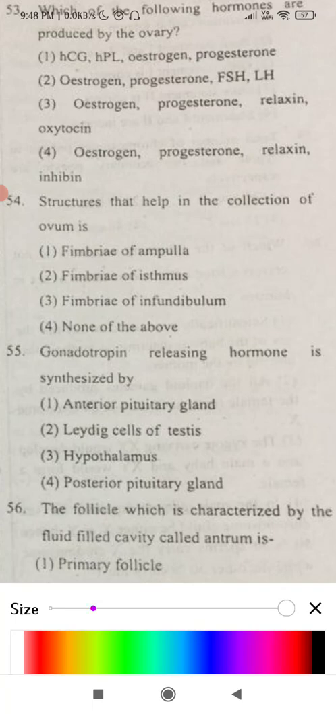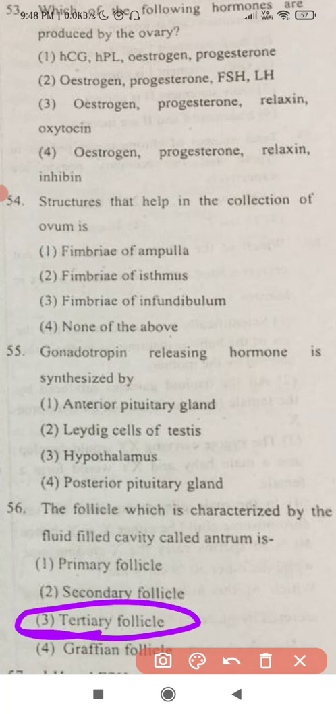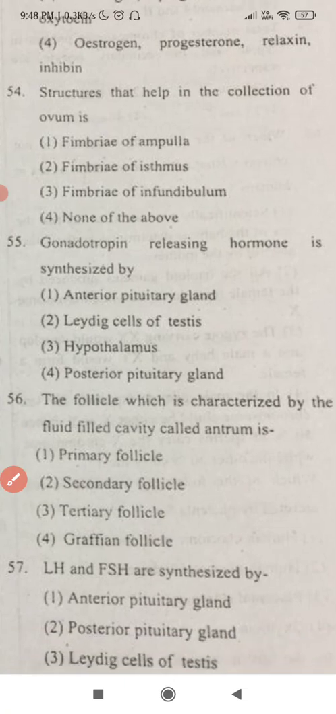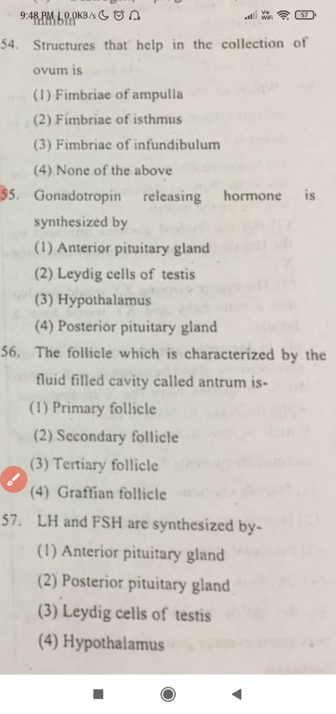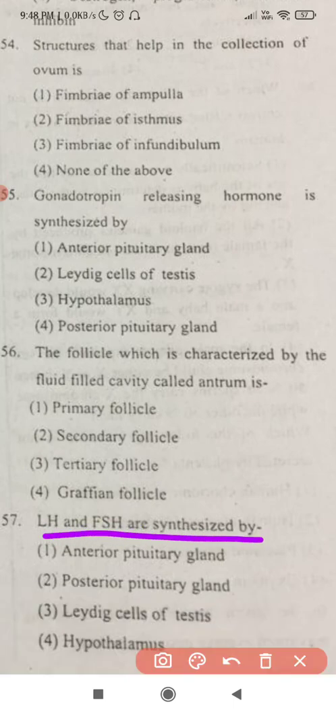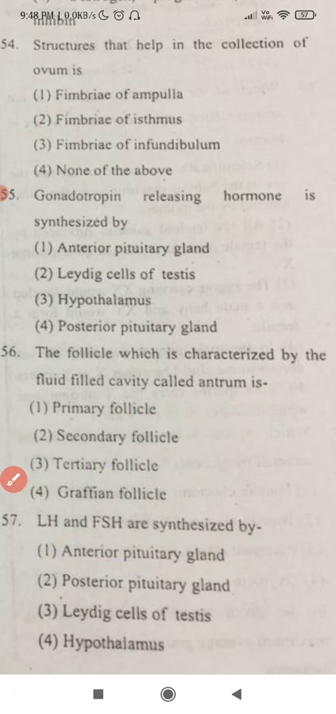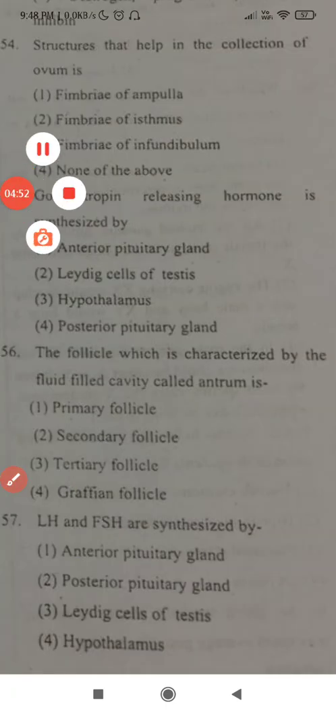Now let's talk about the follicle, which is characterized by the fluid-filled cavity, antrum. So antrum is the fluid-filled cavity. It is characteristic of tertiary follicle. So the correct option is option 3. Now talking about the next question, LH and FSH are synthesized by, as I already said, anterior pituitary, that is adenohypophysis, the other name for anterior pituitary. So option 1 is correct.